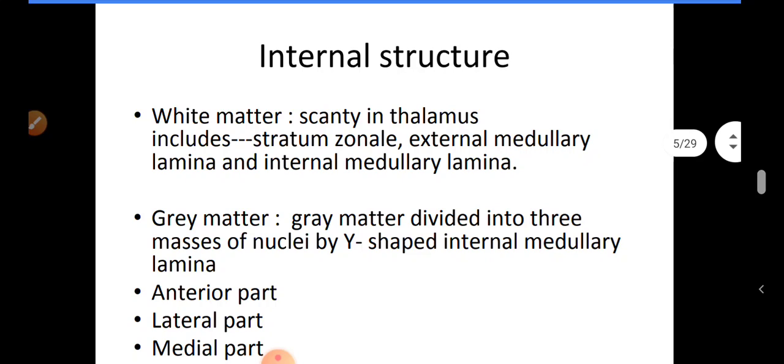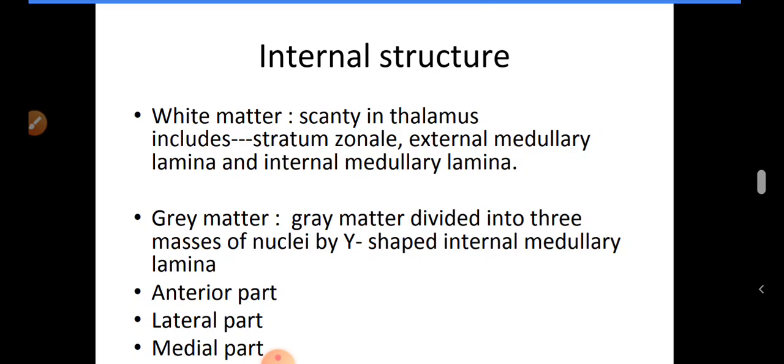In the internal structure, thalamus consists of white matter and grey matter. White matter is scanty in thalamus, and it includes the stratum zonale, a thin layer of white matter covering the superior surface of thalamus. Then the external medullary lamina is a thin layer of white matter covering the lateral surface of thalamus. It consists of thalamocortical and corticothalamic fibers.